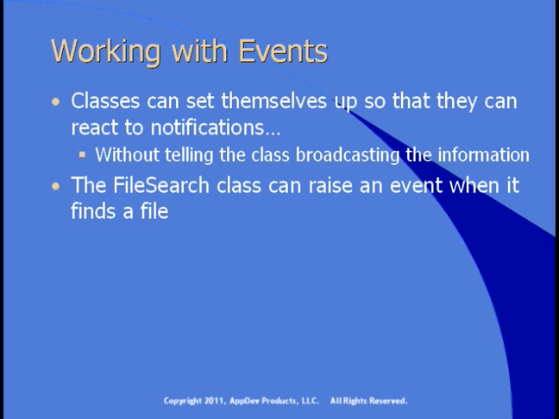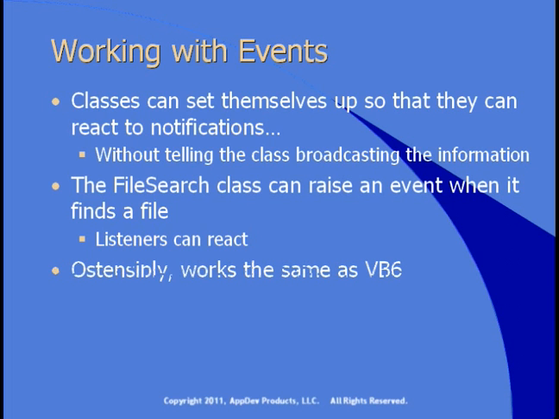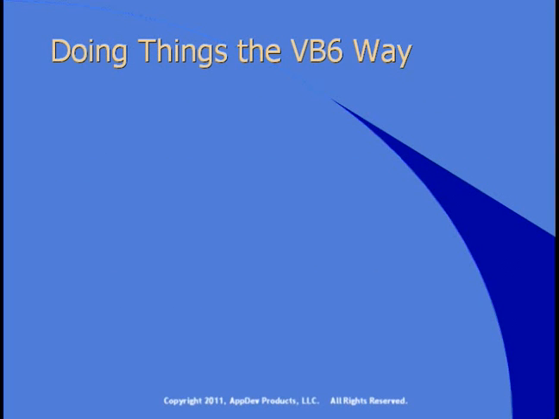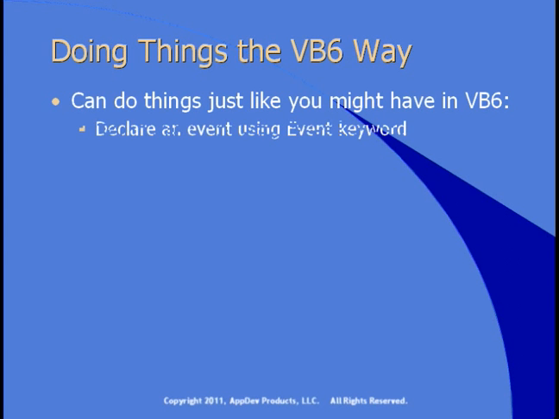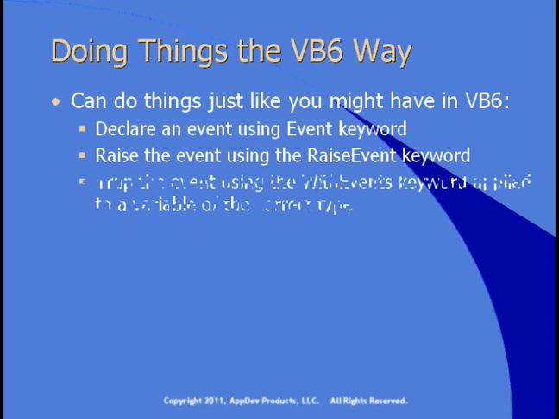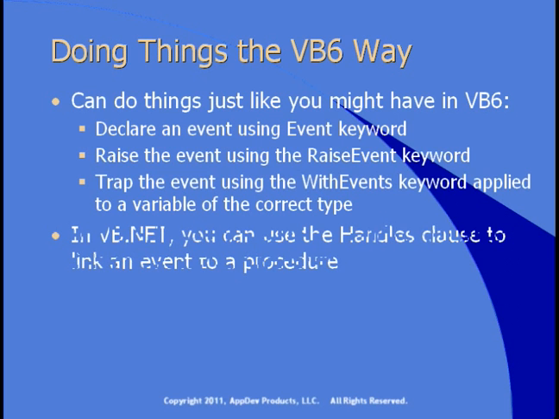The File Search class can raise an event when it finds a file, and listeners can react to that event. Ostensibly, this works the same as it might have in VB6, if you worked with VB6. Under the covers, it's all delegates. If you want to work with events, you can do things just like you might have in VB6. That is, declare an event using the Event keyword, raise the event using the RaiseEvent keyword, and trap the event using the WithEvents keyword applied to a variable of the correct type. In VB.NET, you can use the Handles clause to link an event to a procedure, which makes it really easy to have a procedure handle an event.